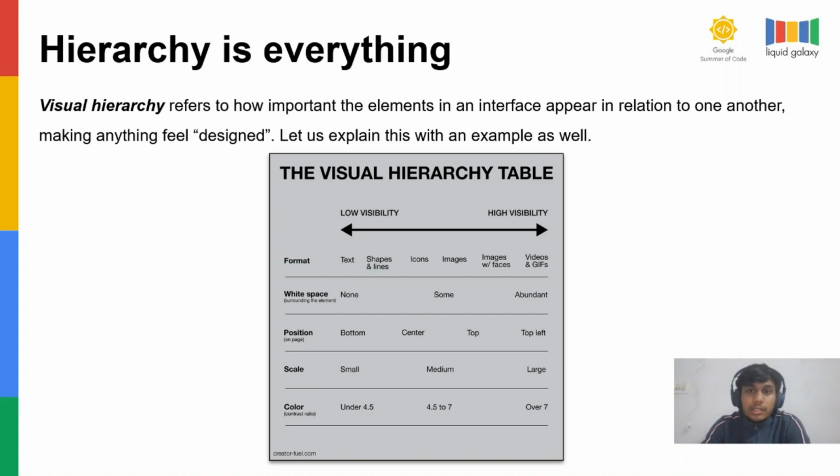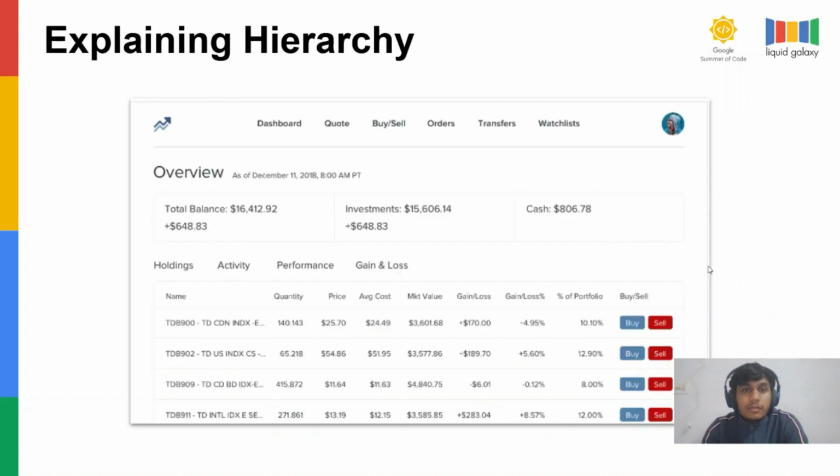So let's just move ahead and talk about one example that I have right here. As you can see here, this web page has a lot of data on possibly stocks. If I ask you to summarize this web page in one glance, I don't think anyone would be able to do it. And that is why you will realize the importance of hierarchy, let me just switch it.